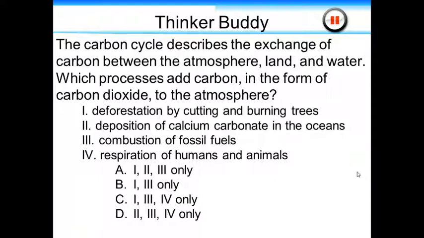Add carbon dioxide to the atmosphere. All of them do except for the deposition of calcium carbonate in the oceans.